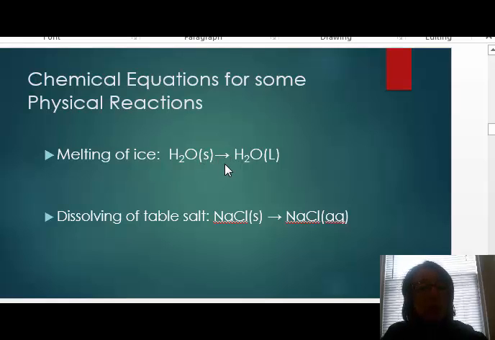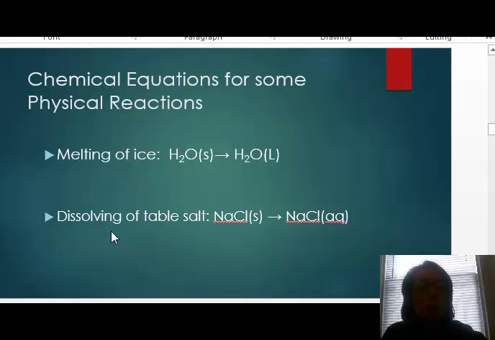The arrow signifies the change, and on the right-hand side of the equation we have capital H2 capital O with an L in parentheses to indicate that the chemical is in the liquid phase. Chemists refer to liquid water as water, like we do in our everyday life. Note that the same chemical formula, H2O, is on both sides of the arrow. Although a phase change from solid to liquid has occurred, no new chemical is formed.